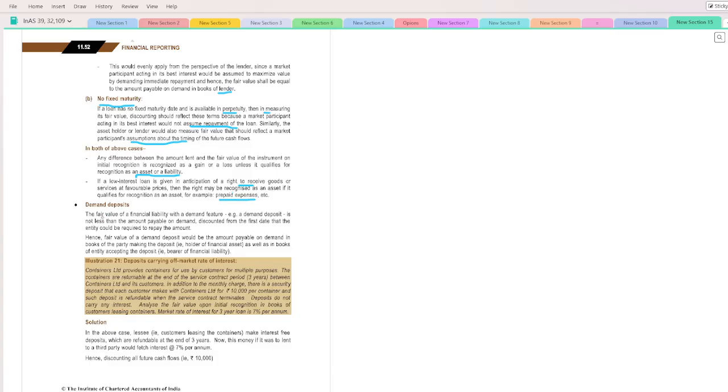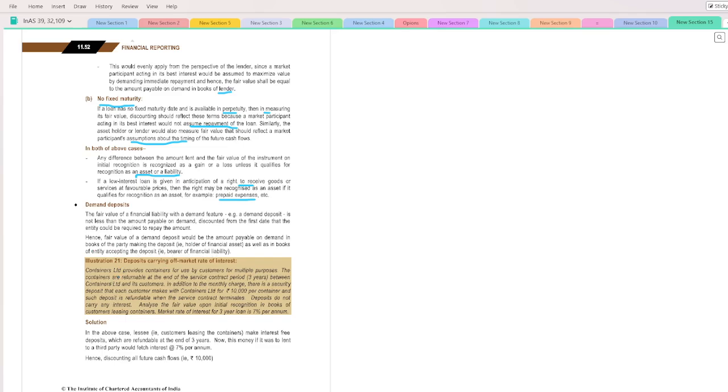For a demand deposit, the fair value of a financial liability with a demand feature, for example a demand deposit, is not less than the amount payable on demand, discounted from the first date. Hence the fair value of the demand deposit would be the amount payable on demand, in the books of the party making the deposit as well as in the books of the entity accepting the deposit. So this is the same thing.